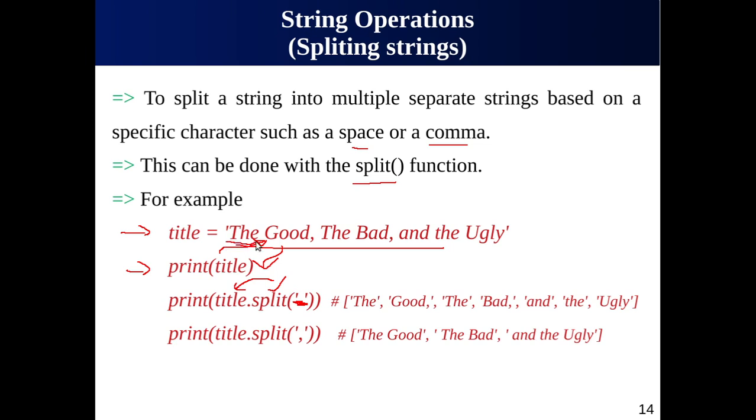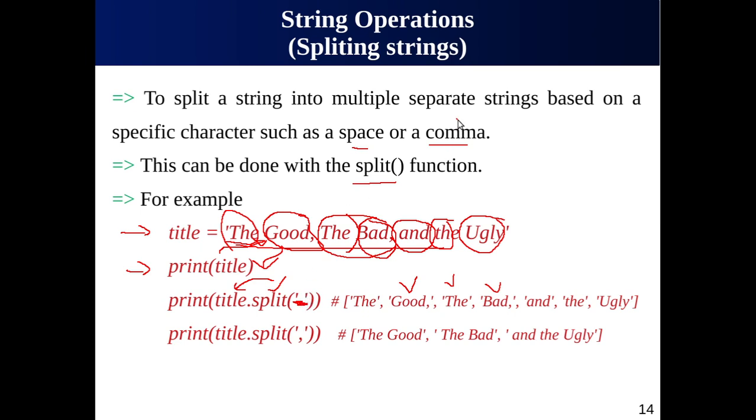So after "the" we have a space, so this is the first substring. After "good," including the comma, we have another space, so this is the second substring. "The" is another substring, "bad" is another substring, "and" is another substring, "the" is another substring, and finally "ugly" is another substring. So we separate the string with the help of an empty space.